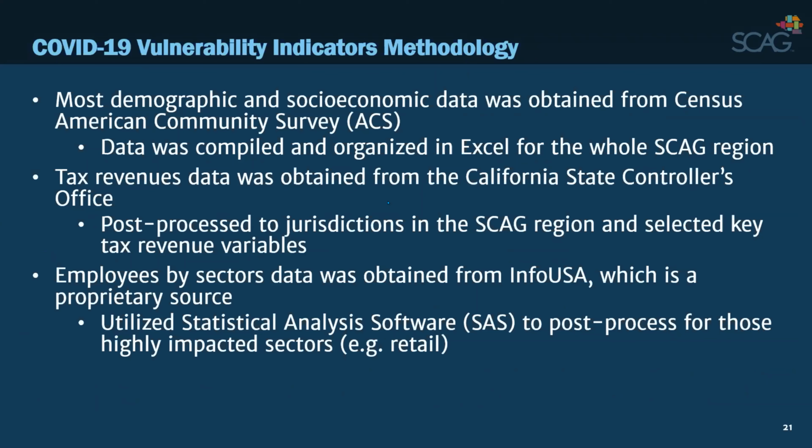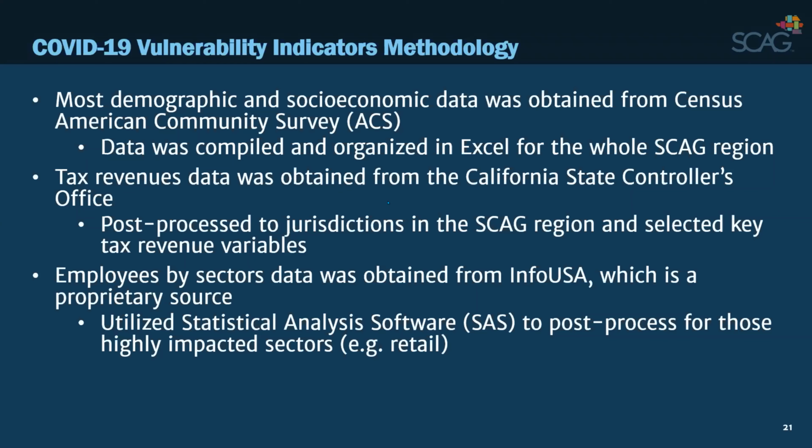The second one is the tax revenues data, and this data was obtained from the California State Controller's Office. It was post-processed for each city and county in the region, and we have selected key tax revenues such as retail, property tax, and hotel tax.